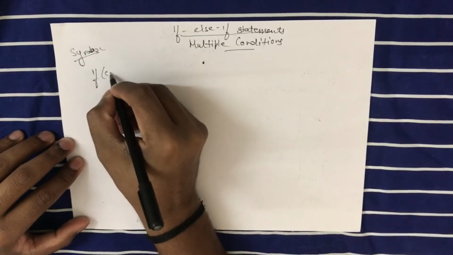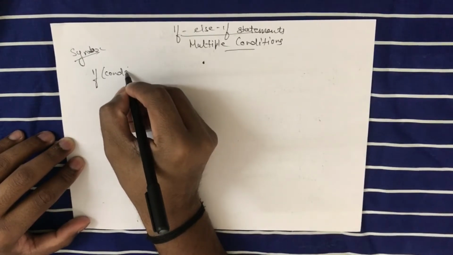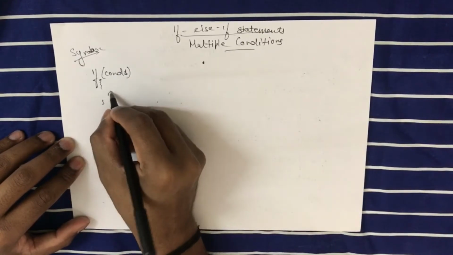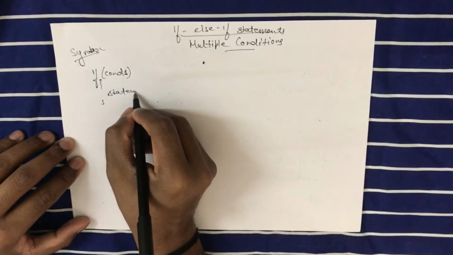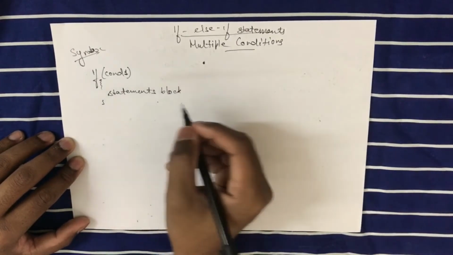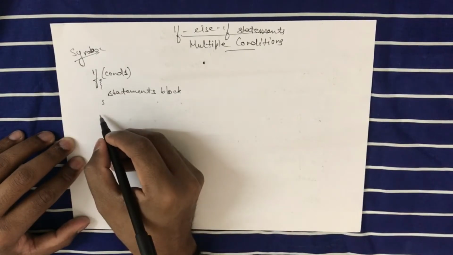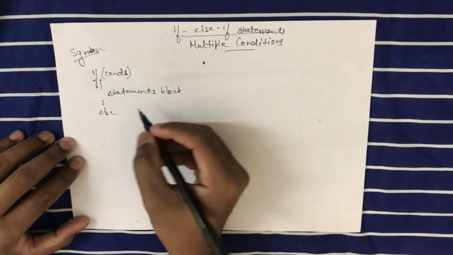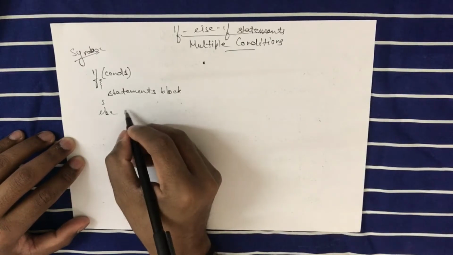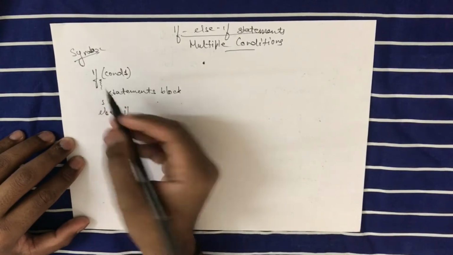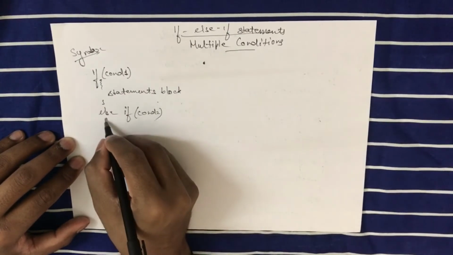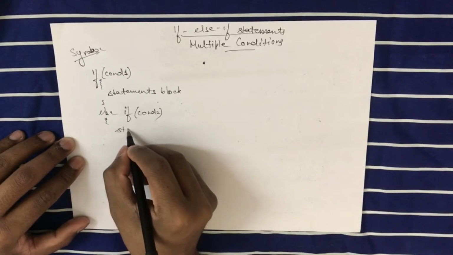If condition, say condition 1, and its related statements block, and after this it comes else. We cannot give a condition adjoining to else. We have to write else if. Condition comes only with the if part. So condition number 2, then its related statements block.